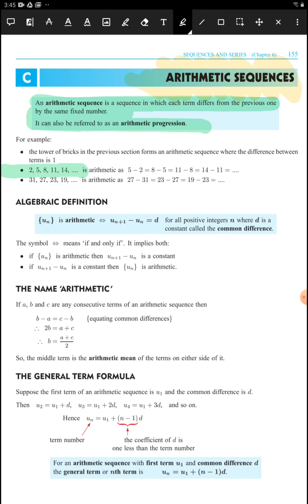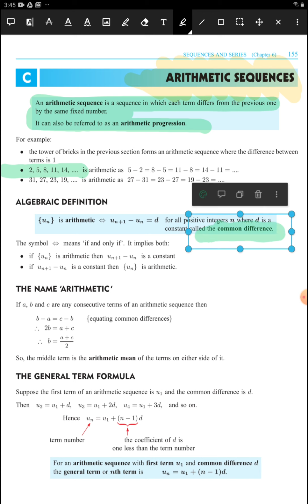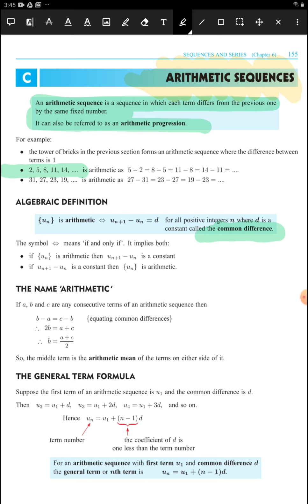For example, 2, 5, 8, 11, 14. Obviously, that's a sequence of numbers. A sequence is pretty much literally just a list. And the word arithmetic, in this case, refers to adding or subtracting. The number that we're always adding or subtracting is called the common difference.